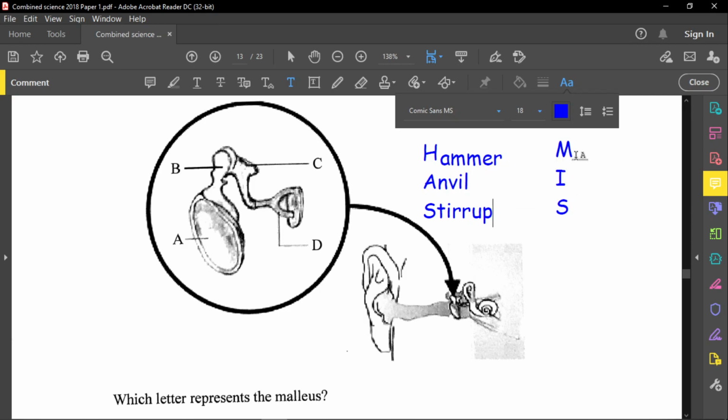The hammer is the same thing as the malleus. As I say, HAMIS, so it is also called malleus. The first one is called malleus.